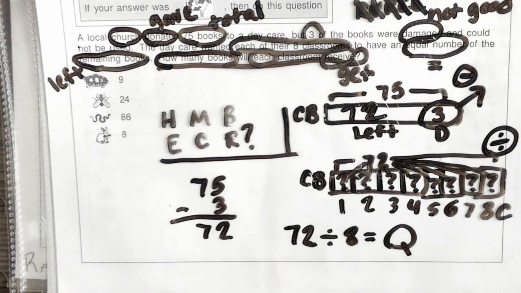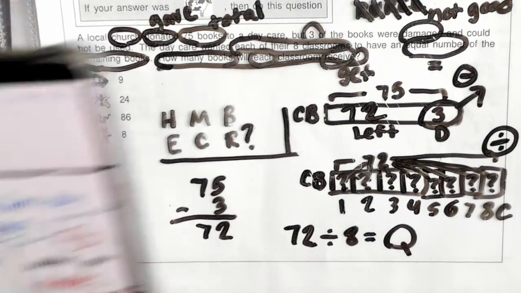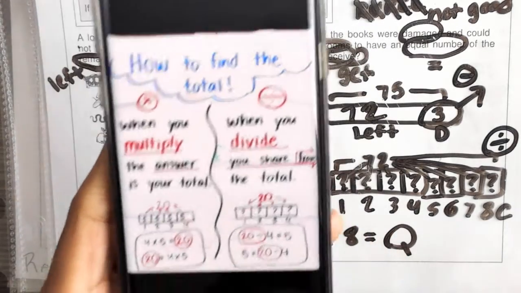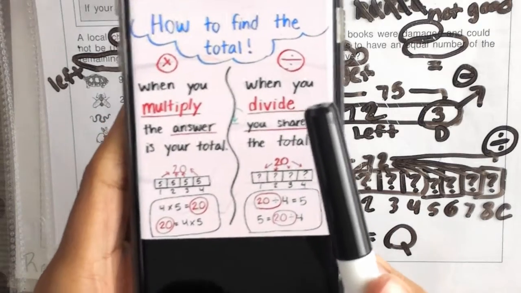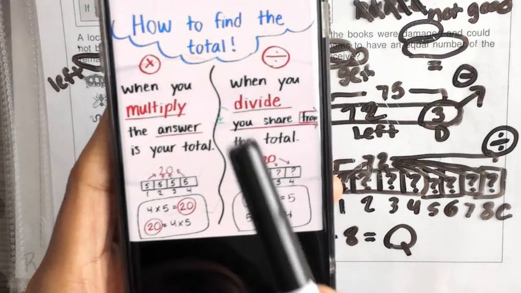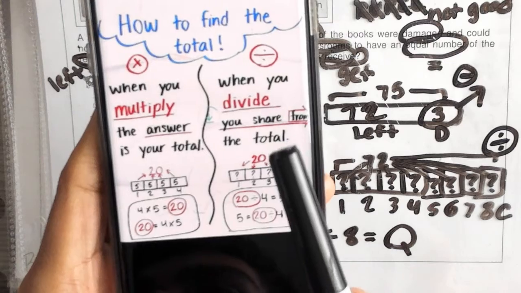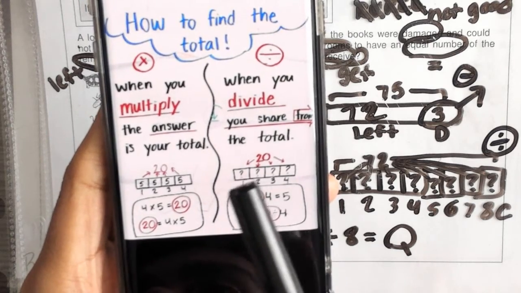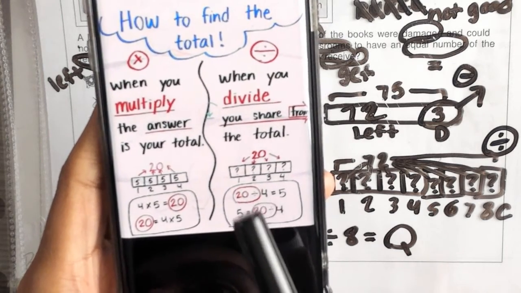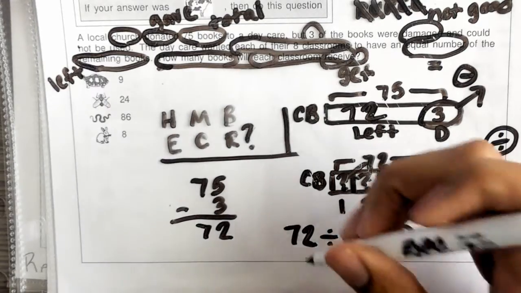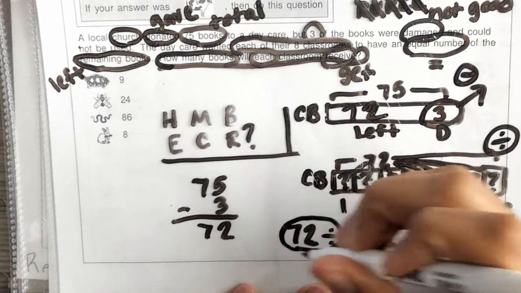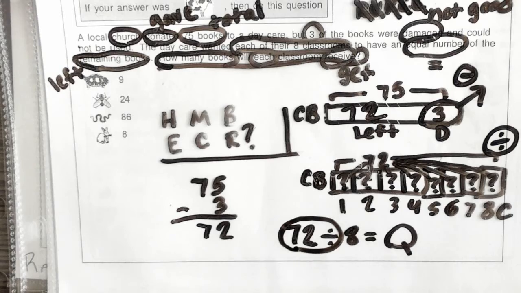This is a division problem, so you can solve this problem using a division area model, but we want to check to see if we can solve this problem using multiplication first. So let's look at our how to find the total anchor chart. Since we are talking about division, let's look at the division side. It says when you divide, you share from the total. So the number in front of the division symbol is going to be the total that you're sharing from. So let's circle the number that's in front of the division symbol, that's our total.